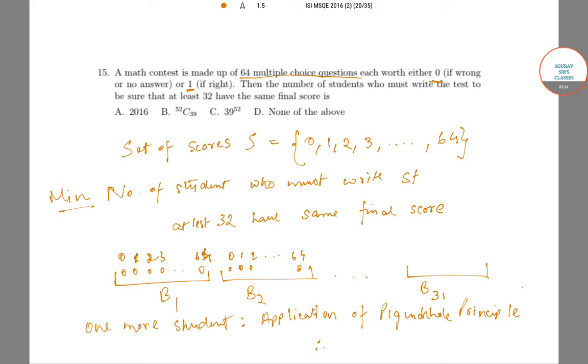So the minimum number of students is 31 times 65 plus 1, which is equal to 2016. So A is the correct answer.